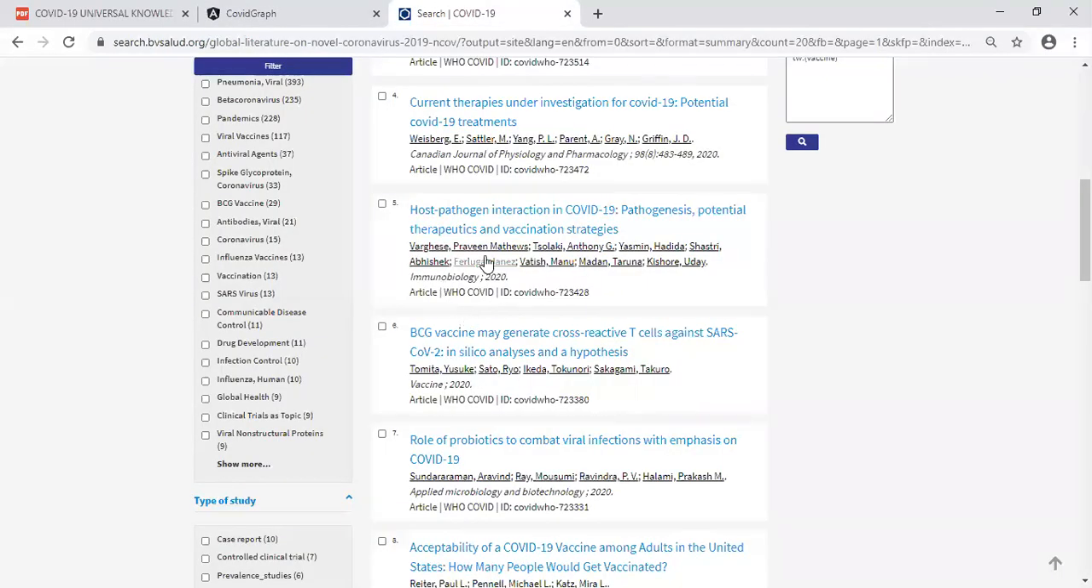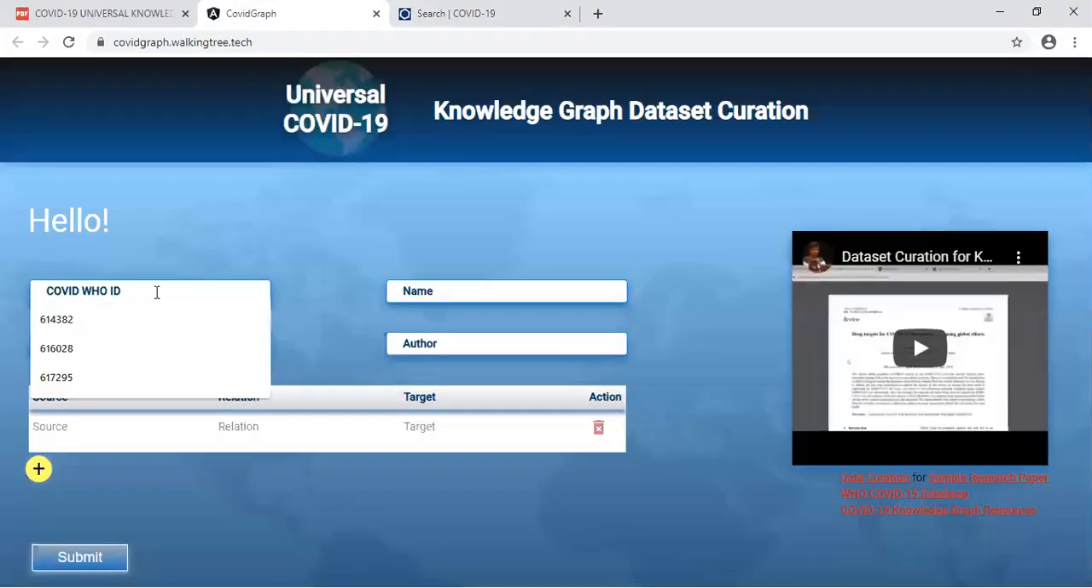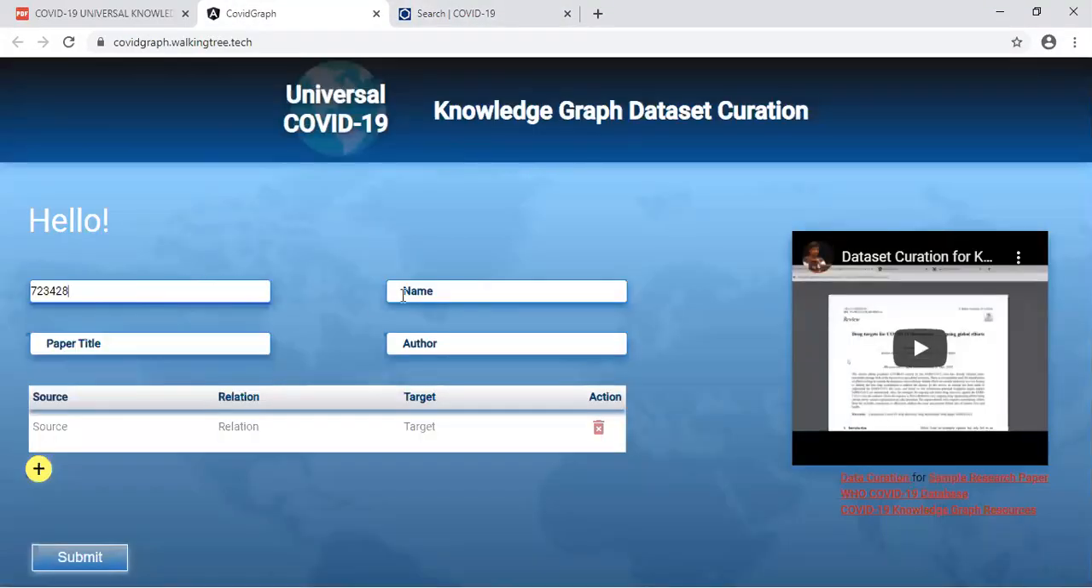The COVID WHO ID can be read from here, COVID WHO, and this is the ID. Let's take this and put it there. Then you have the name field, which is your name. So say it is Shyam Kumar. These are not actually autocomplete fields. So what you actually see is the name stored in my session.